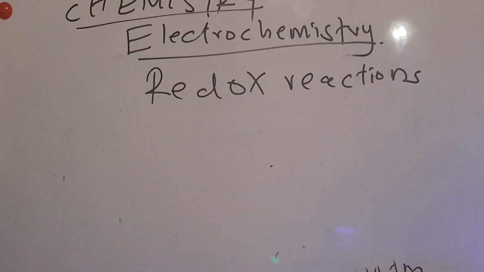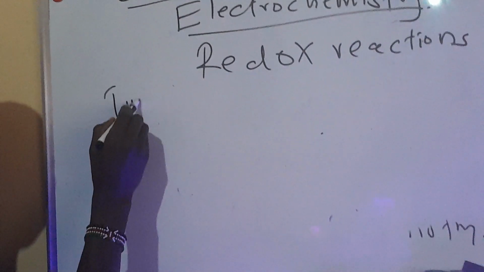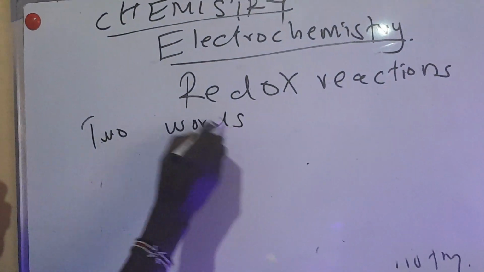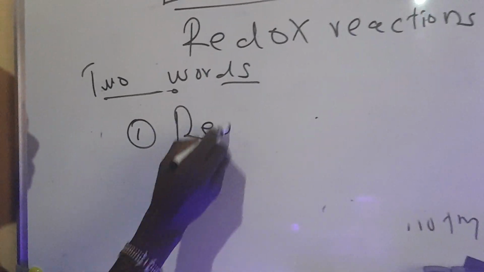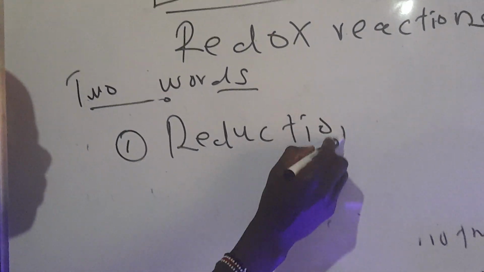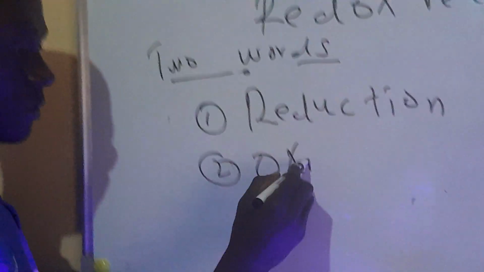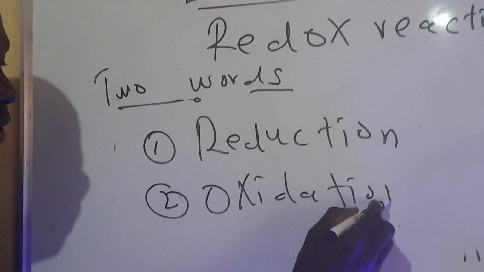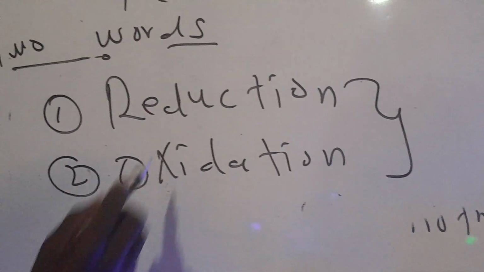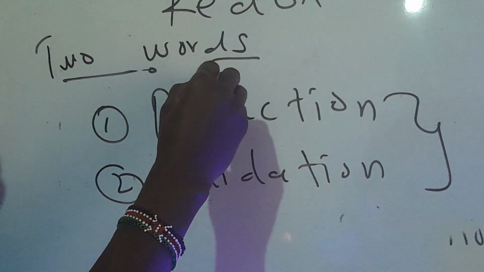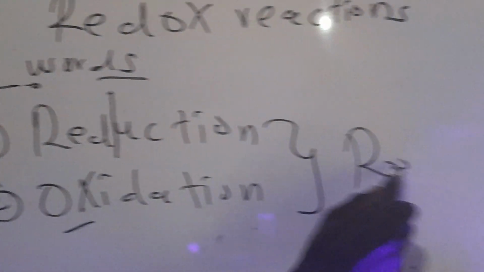Now, redox reaction comes from two words. Number 1, you have what you call reduction. Number 2 is oxidation. Oxidation is the second word. So these two words, you take red, then you have ox. So now we shall have what we call the redox.